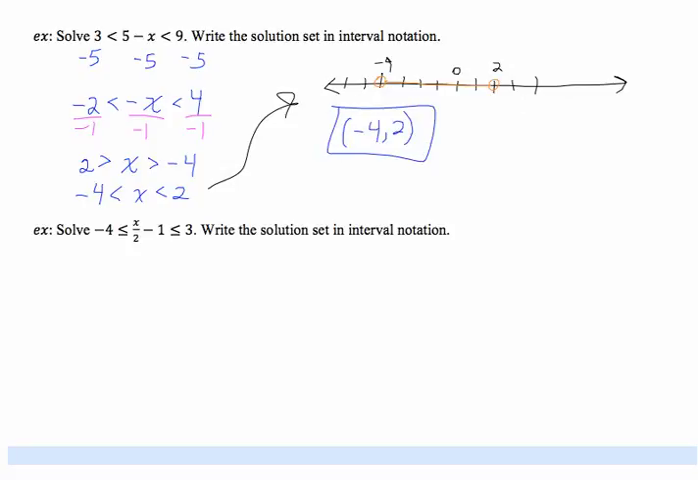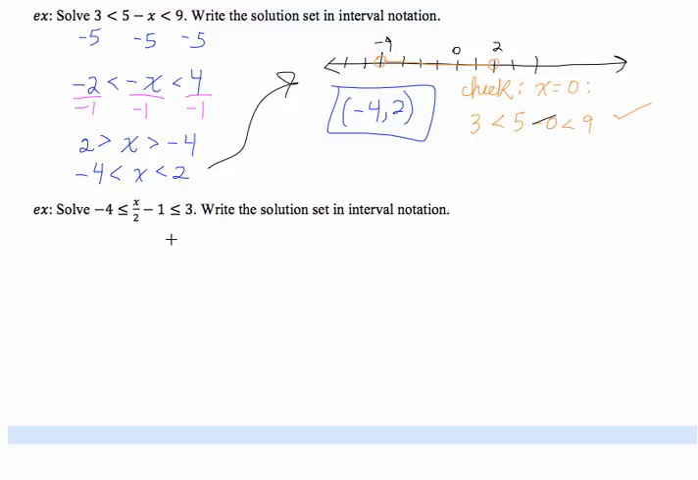Now, on one like this, I think it would be a good idea to check our answers. Okay, let's plug in a number in between negative 4 and 2. Let's say 0. If we plug in 0 into this inequality, we'll get 3 is less than 5 minus 0 is less than 9. Well, 5 minus 0 is 5, so that just goes away. Is that a true inequality? Yes, it is. 3 is less than 5, and 5 is less than 9, and 3 is also less than 9, which has to be true as well. So that does work, and there's our answer.